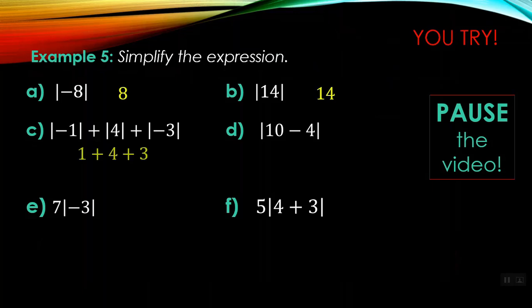Part C, you're going to compute the absolute value of each value first, and then go ahead and add them together to get 8. In D, you'll see that you need to first compute the expression inside the absolute value, so you first need to do 10 minus 4 and get 6, so you've got the absolute value of 6. Then you take its absolute value and get the answer of 6.